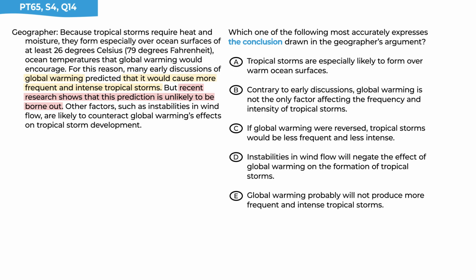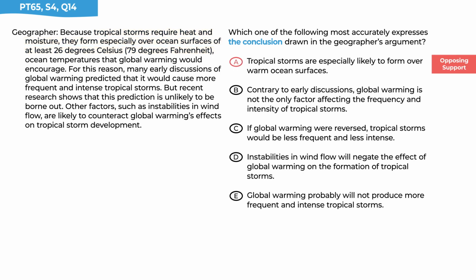Answer choice A says that tropical storms are especially likely to form over warm ocean surfaces. Well, we see that, but it's not in the author's main point. It's in the support for the opposing point. So this is opposing support. Let's get rid of it.